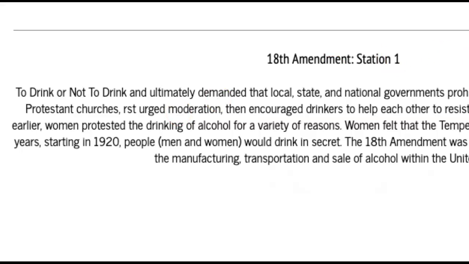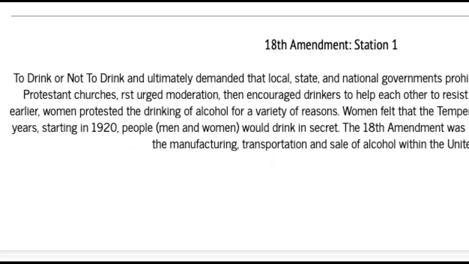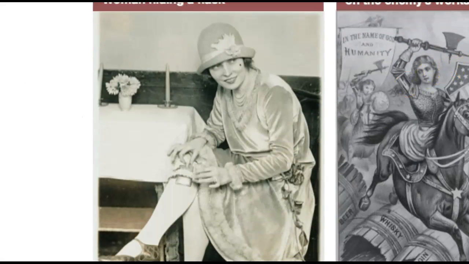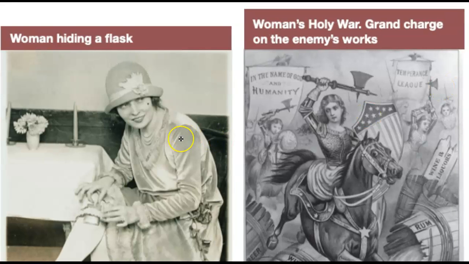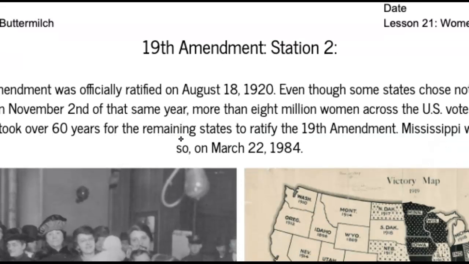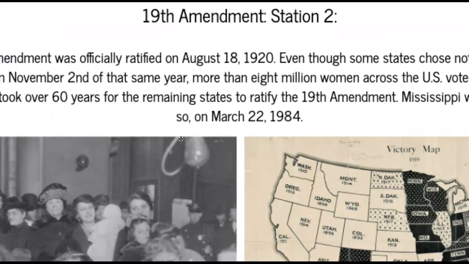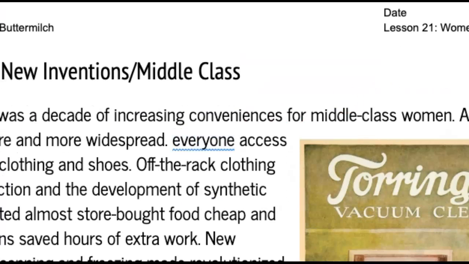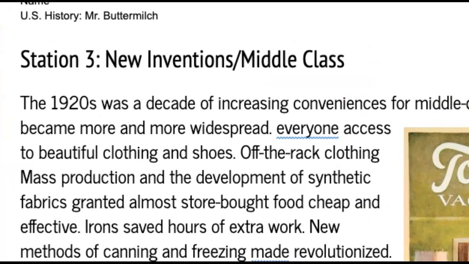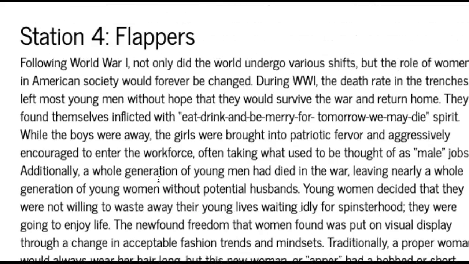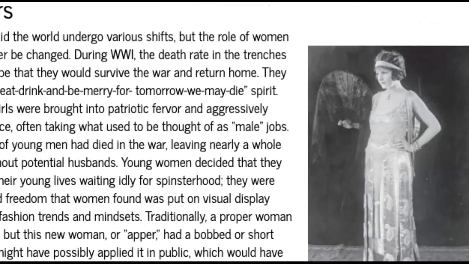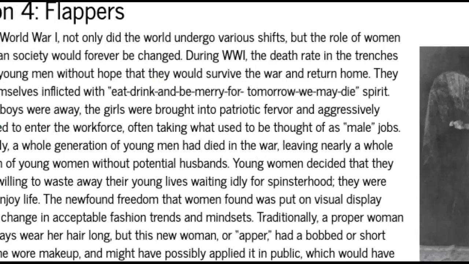Here's station one, which is the 18th Amendment, the idea of prohibition. And prohibition, as you're going to read, means that alcohol is prohibited outright. We have two different women at the time during prohibition. And we have station two, the 19th Amendment being passed, giving women the right to vote. Station three is about the middle class. Station four is about flappers. Who are flappers? Here's actually a picture of a flapper.